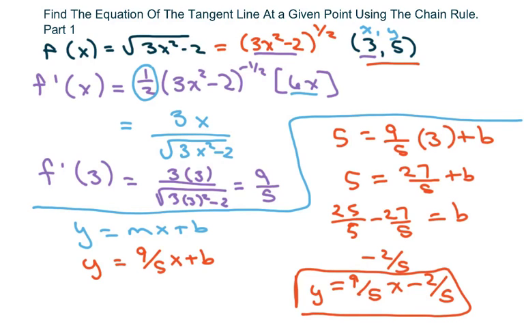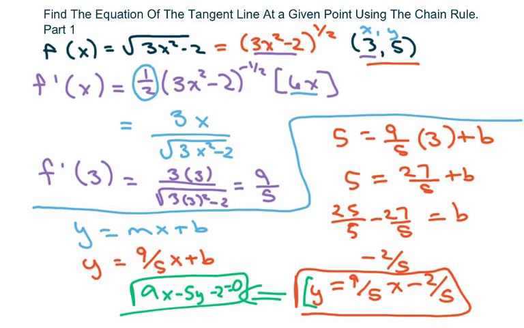Alright? And if you want to put that in standard form, you can move everything over. I'll move it over here. Put your x first, and you have to multiply everything through by 5. And you would get 9x minus 5y minus 2 equals 0.